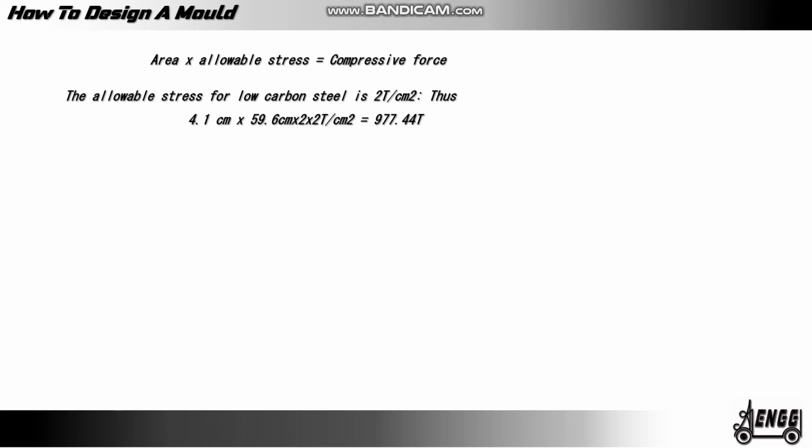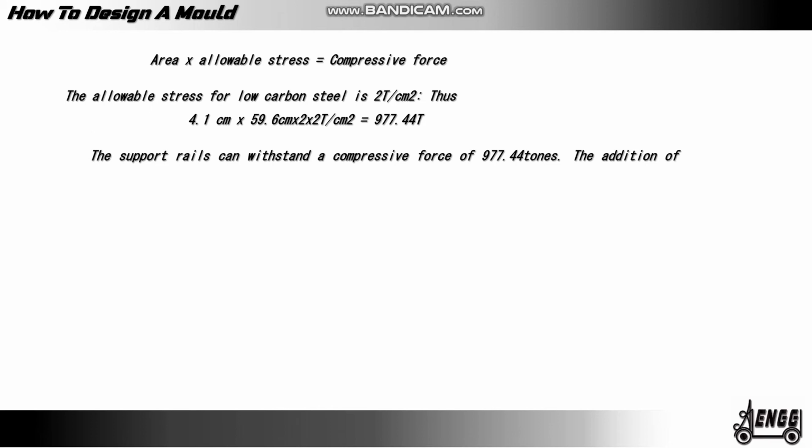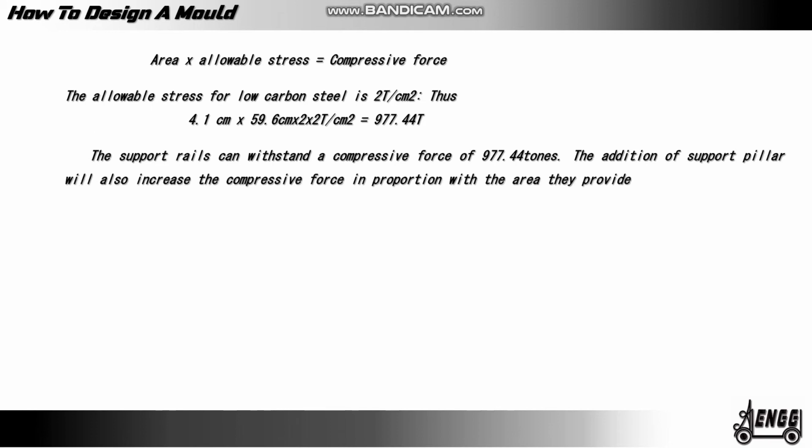The allowable stress for low carbon steel is 2 ton per centimeter square. Thus 4.1 centimeter into 59.6 centimeter into 2 into 2 ton per centimeter square is equal to 977.44 tons. The support rails can withstand a compressive force of 977.44 tons. The addition of support pillars will also increase the compressive force in production with the area they provide.